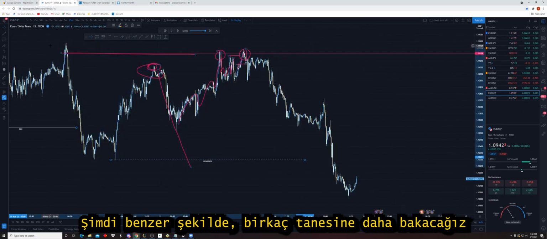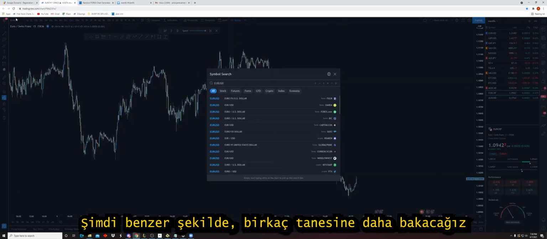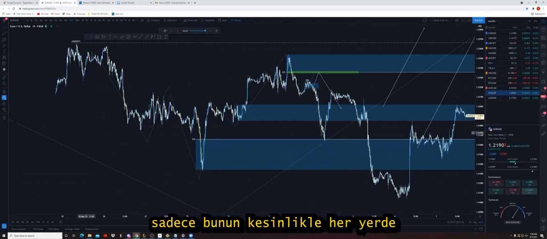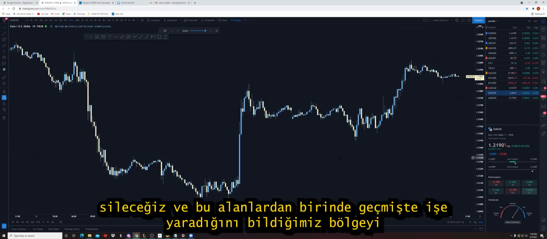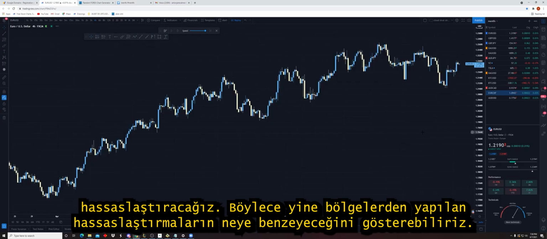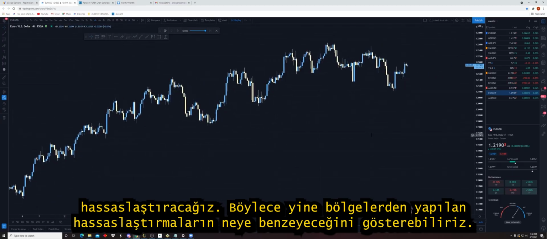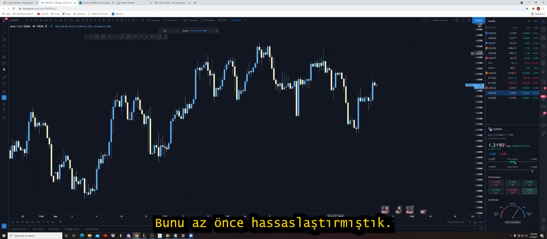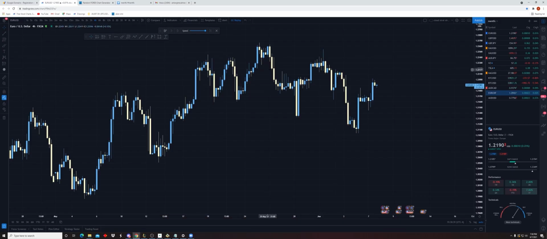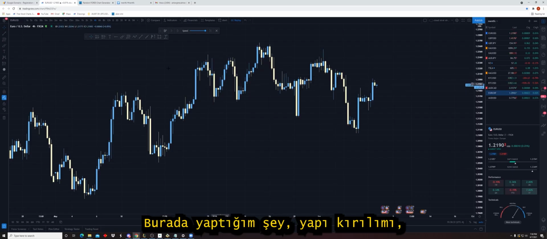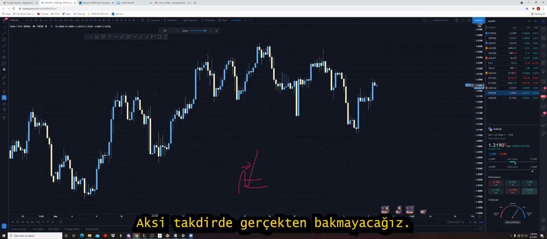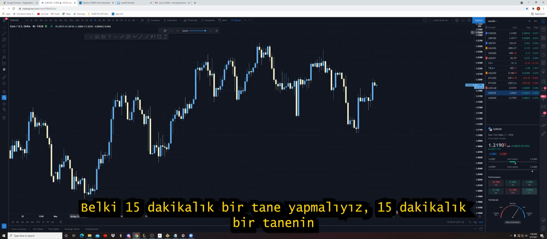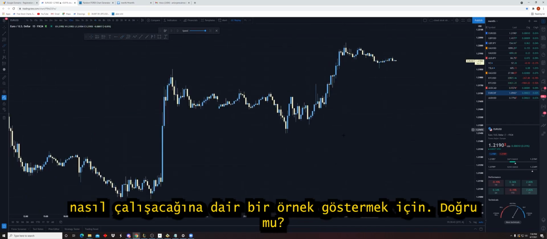Now, similarly, we're going to go look at a few more just to show you that this happens absolutely everywhere. We're going to delete what we see here and go and refine a zone that we understand worked in the past in one of these areas, so we can, again, show you what refinements from zones will look like. So we actually refined this one a second ago, so we're not going to look at that one right now. What I'm doing here is I'm looking for the perfect setups where you see a break of structure, an SND zone, a test of it, and a continuation. Otherwise, we're not really going to look at it. Maybe we should do a 15-minute one to show you an example of how a 15-minute one would work, right?